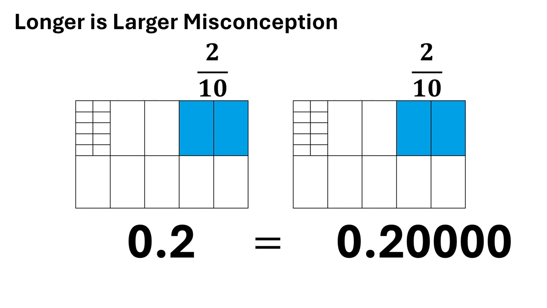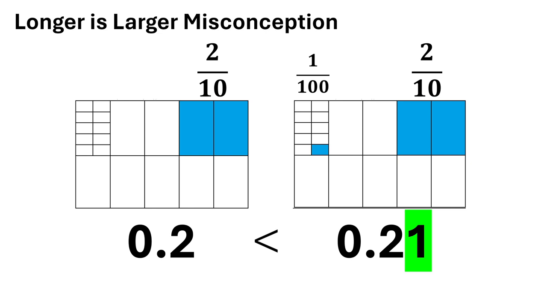So when would it be different? Well, if we add a hundredth. So here is 2/10 on the left and 21 hundredths on the right, or 2/10 and 1/100th. We can see that it is 1/100th larger than the decimal number on the left. So that is a time where the longer decimal number would be larger: if we had a value in the place value position to the right. So 2/10 and then 1/100th.